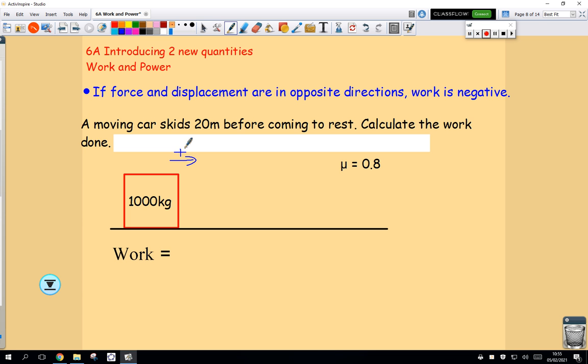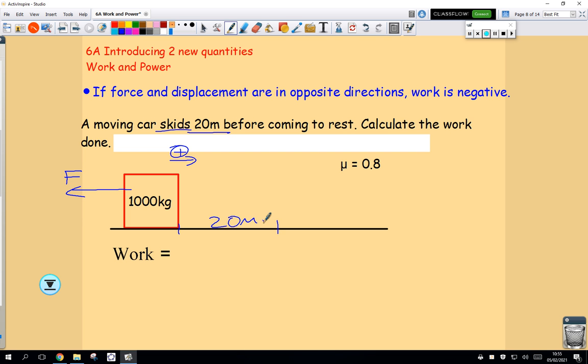So suppose the car is moving to the right. Let's call it a right positive system. And it skids. In other words, somebody has applied the brakes to the car, which means that friction is a force acting here, and it's acting to the left. So there's my force in this case. Note, if this is a right positive system, that force will be negative. The car skids 20 meters, so it travels from there to there, a distance of 20 meters.